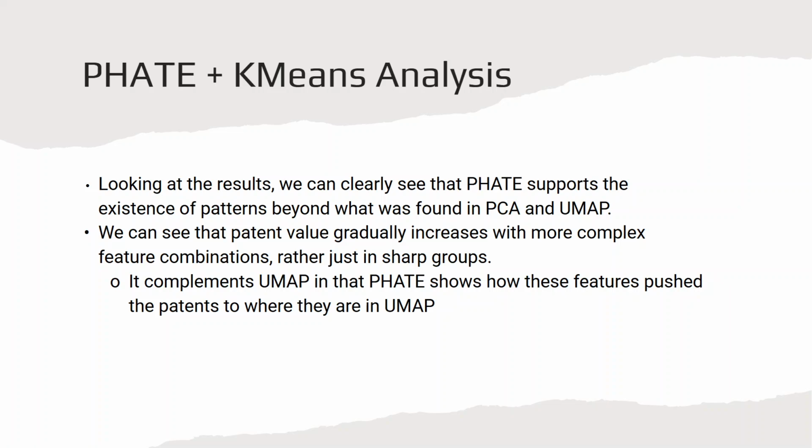Alright, looking at the results, we can clearly see that PHATE supports the existence of patterns beyond what was found in PCA and UMAP. We can see that patent value gradually increases with more complex feature combinations, rather than just in sharp groups. You can see this by looking at the differentiation between the orange and the blue dots, signifying class 1 and 2. As you move up and across the graph, you get more class 1 patents as things become more complex. And so this PHATE visualization complements UMAP in that it shows how the features are pushed to the groups where they are in UMAP.